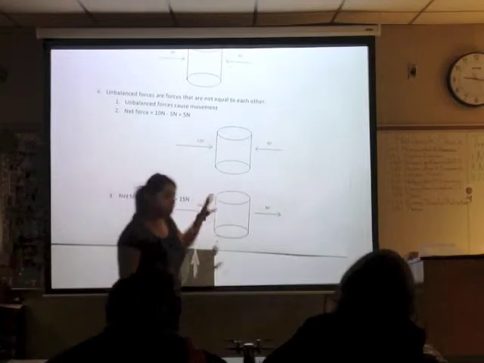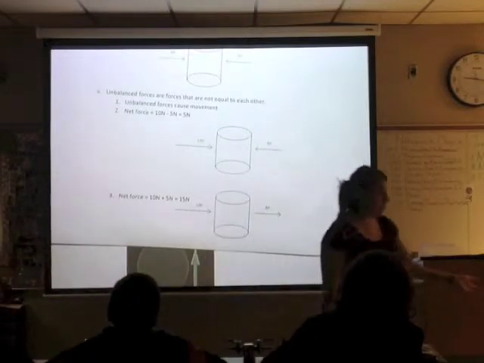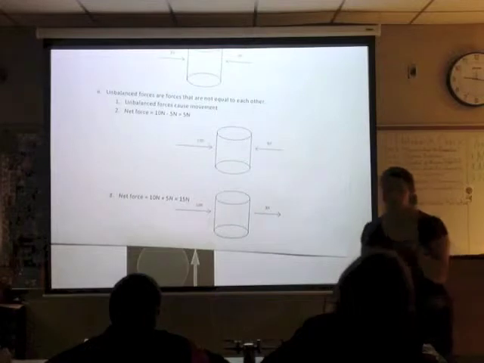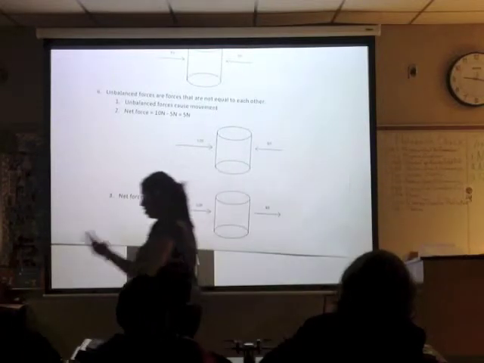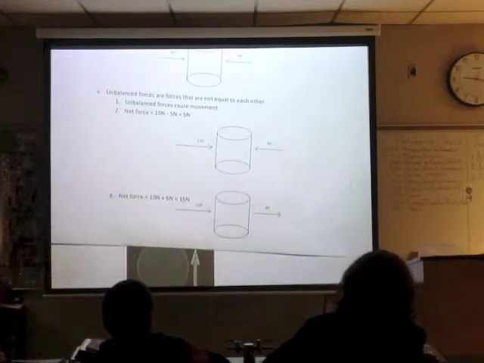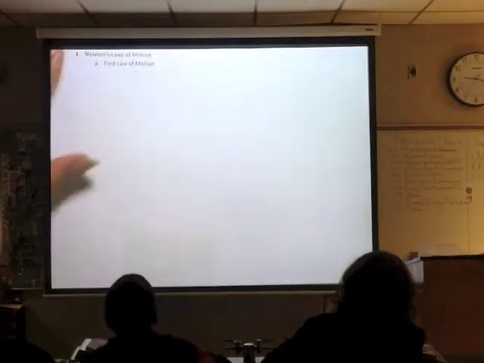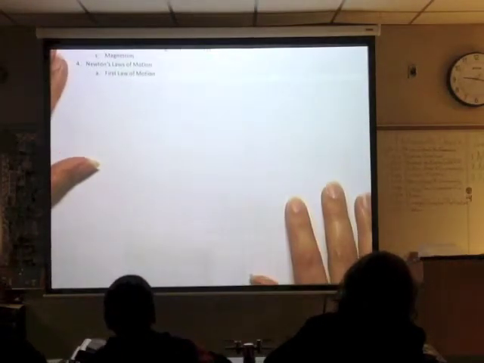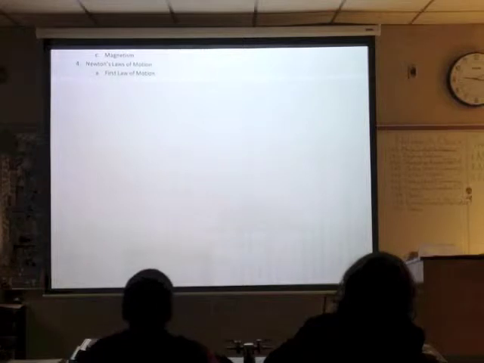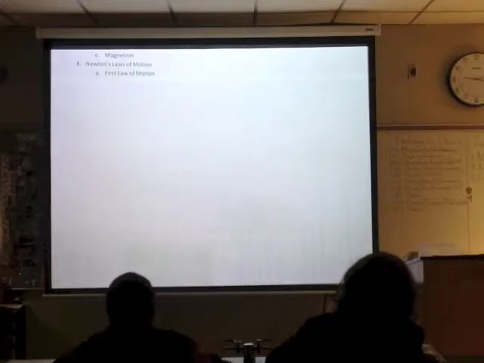Which I said yesterday was going to lead to what we're going to talk about today. The reason that occurs is because of one of the laws of Newton, which is the second one. What the laws tell us is basically why things act the way they do. So we're going to look at the first law of motion.